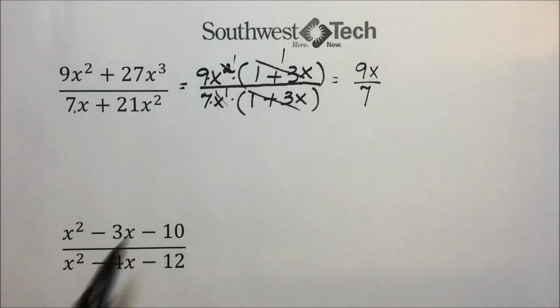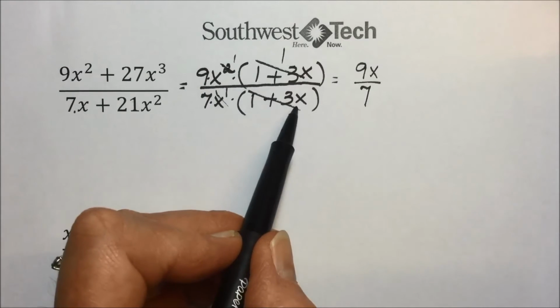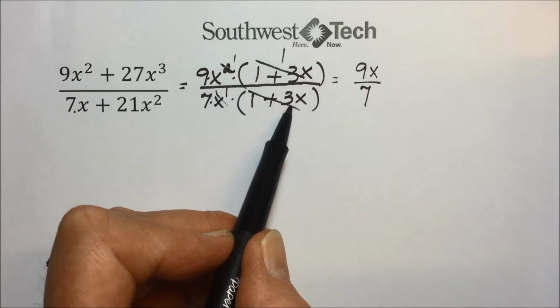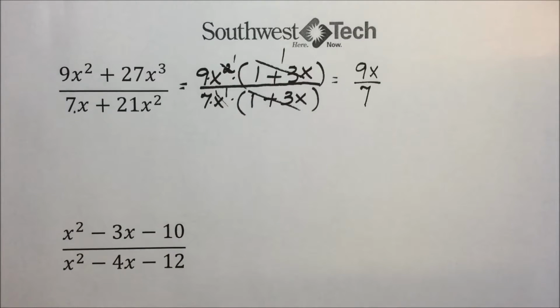It's always a good idea when you factor to be sure you multiply distributively, or use the FOIL method if appropriate, to be sure that you have an equivalent expression before you move forward.